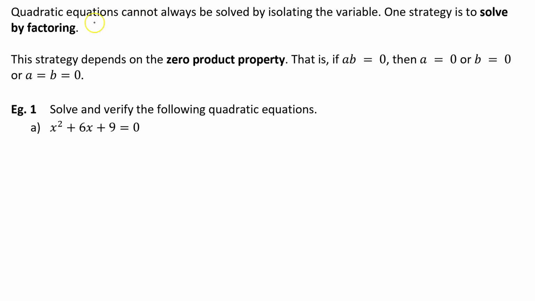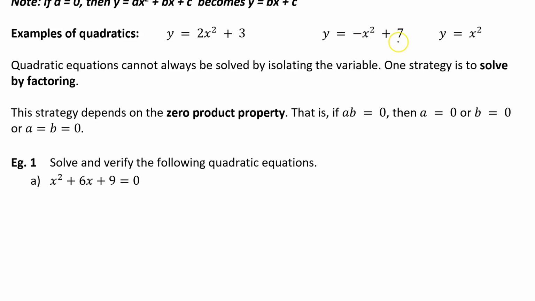Quadratic equations cannot always be solved by isolating the variable. One strategy is to solve by factoring. So for example, this right here, since there are only 2 terms, if we would say y equals 0, or if I just write this one right here, 0 equals negative x squared plus 7, we would be able to isolate the variable. However, when we have something that looks like the first example, when we have an x squared and an x, we can't just isolate it to one side. We have to do something else.